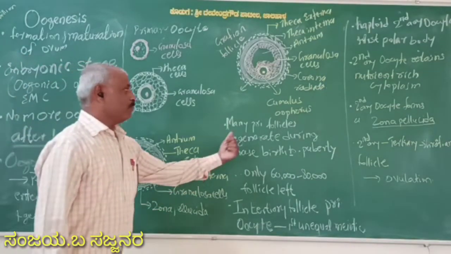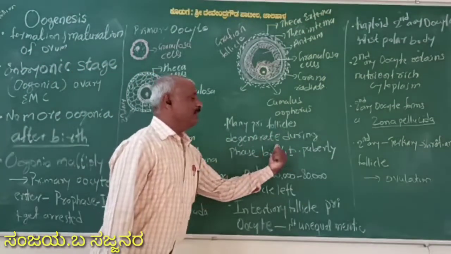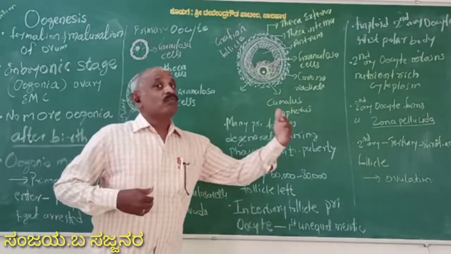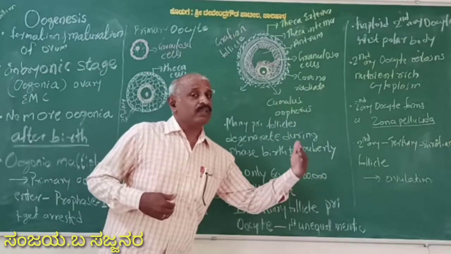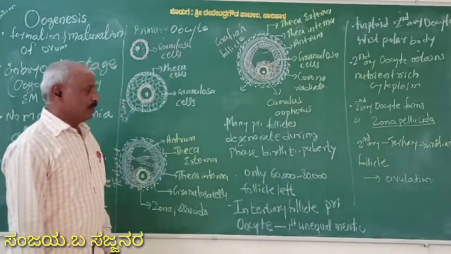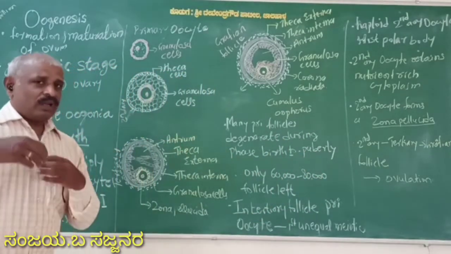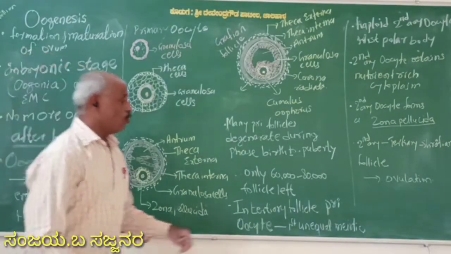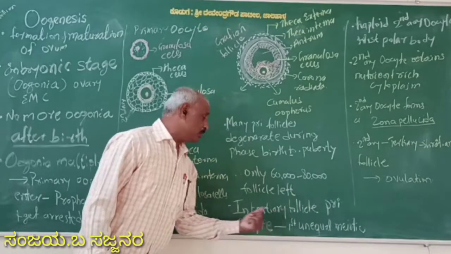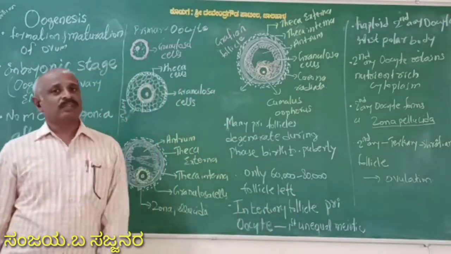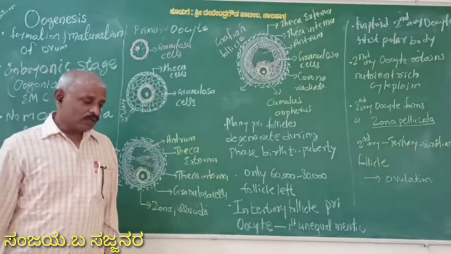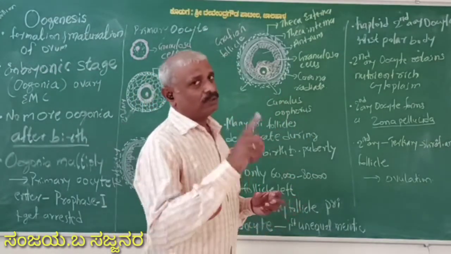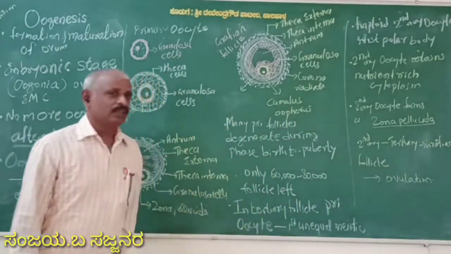See, I already said that many primary follicles degenerate during the phase from birth to puberty, until the female attains puberty. After puberty, only 60 to 80,000 follicles are left. Remember, each egg is released in 1 month, that is every 28 days.